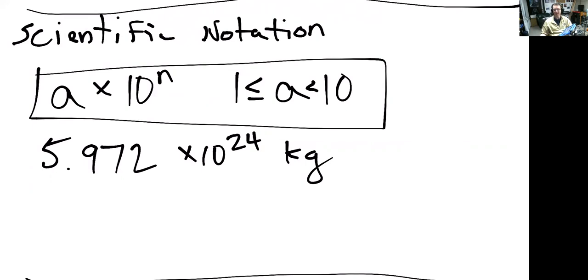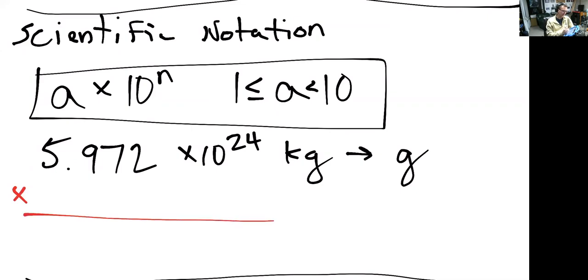What if I wanted to convert that to grams? What is the point? Why is scientific notation so great? Well, it's because working with exponentials is so much easier, and more succinct too, than writing out 25 numbers. To convert this to grams, we need to remember that there's 1,000 grams in every kilogram. So we're going to multiply this number by 1,000, because every one of those kilograms is 1,000 grams. But 1,000 is the same as 10 to the third, isn't it?